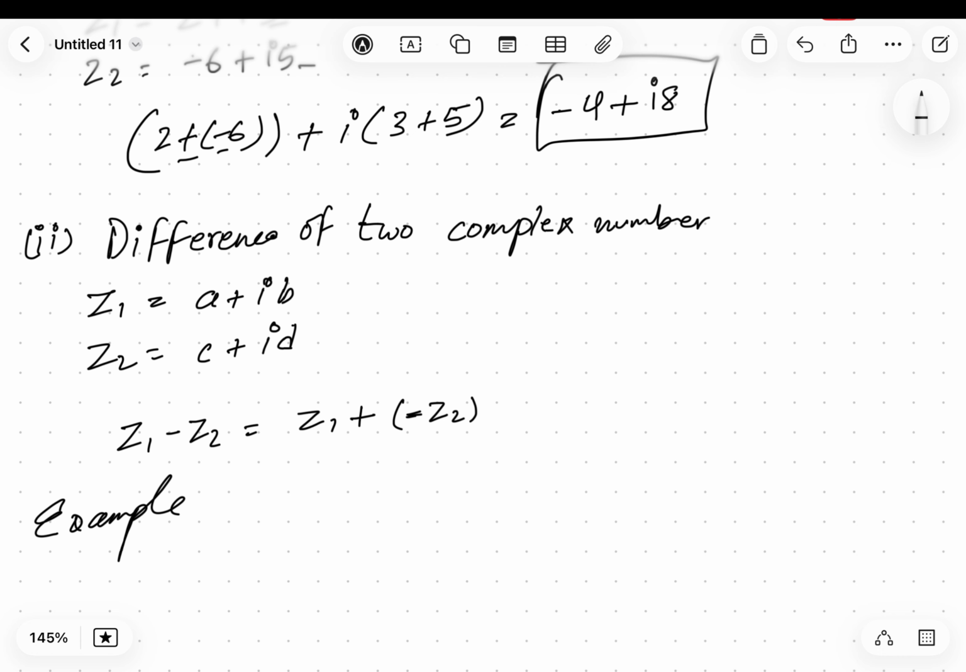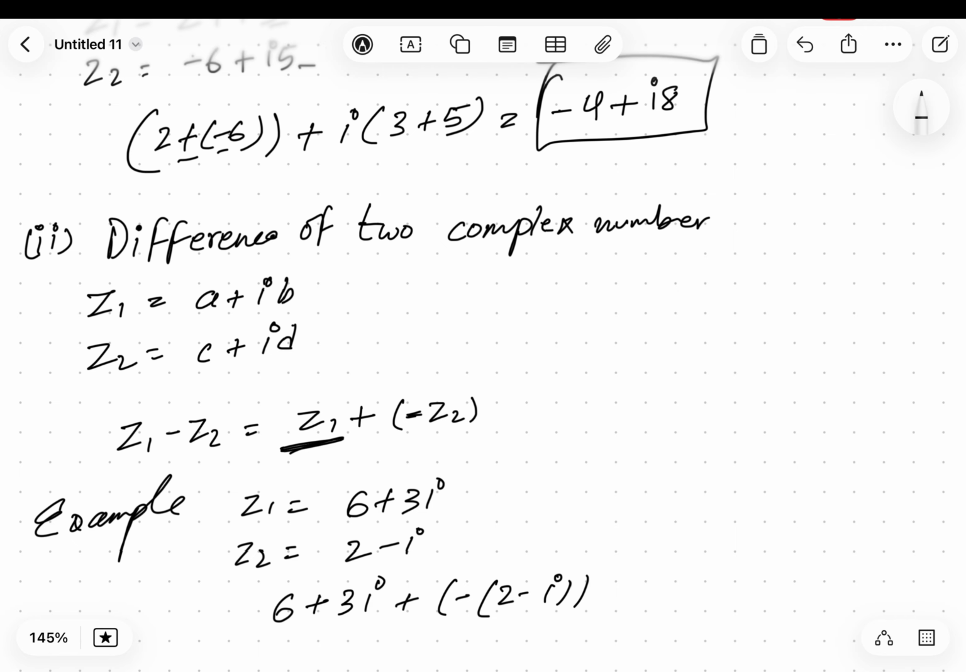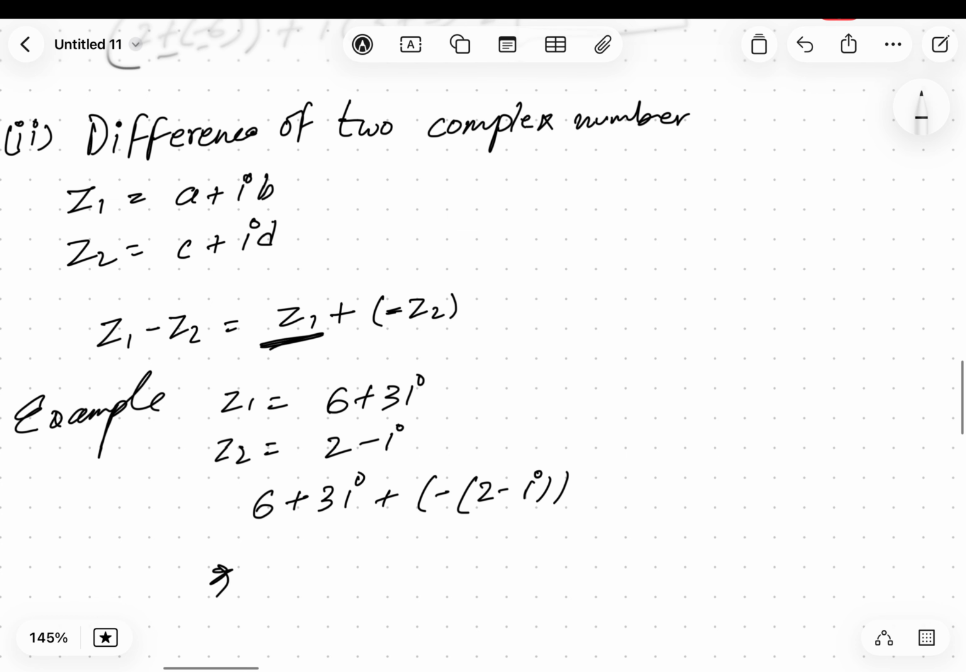So z1 equal to 6 plus 3i, and z2 equal to 2 minus i. Okay, so what we can do, 6 plus 3i, we will write z1 plus minus z2. So minus 2 minus i, so it will be 6 plus 3i. So you see, plus minus, this sign will be changed.